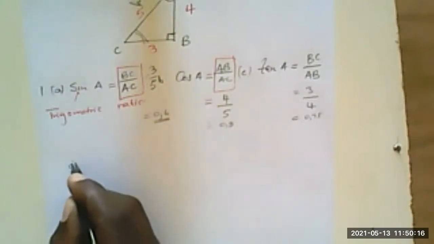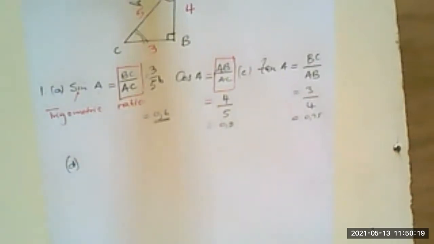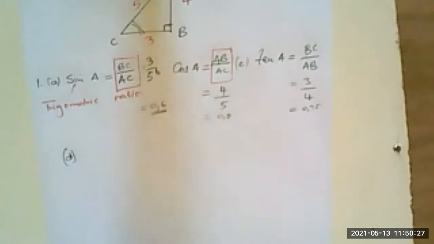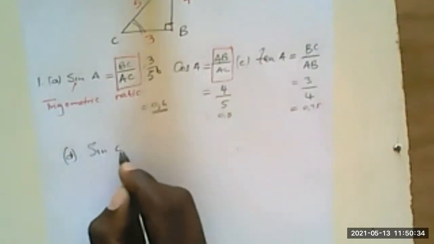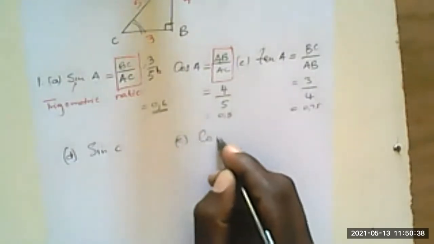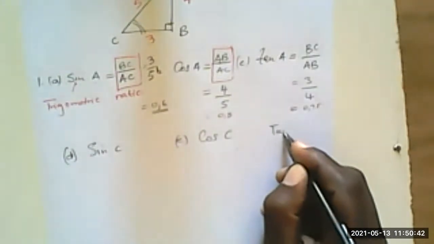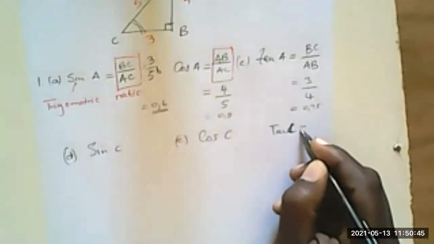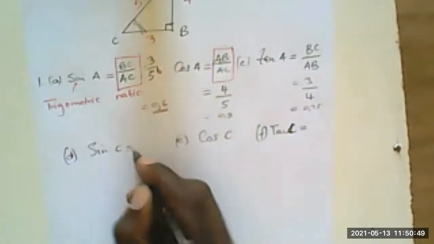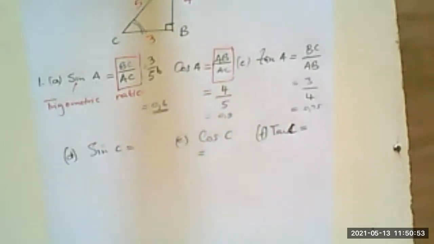We also have the sine of C. Sine of C, that is D. For D, we have sine C, and then E cos C, and then tangent C.